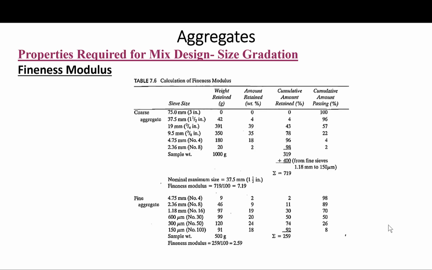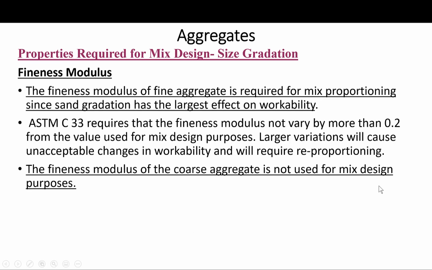So here's what I said, it shows here the calculations for fine and coarse aggregates of the values of the fineness modulus, okay? As you can see, I said it's between 2.3 and 3.1. Here it is 2.59, and here's for the coarse aggregate. But like I said, this value here is basically not much use. Okay.